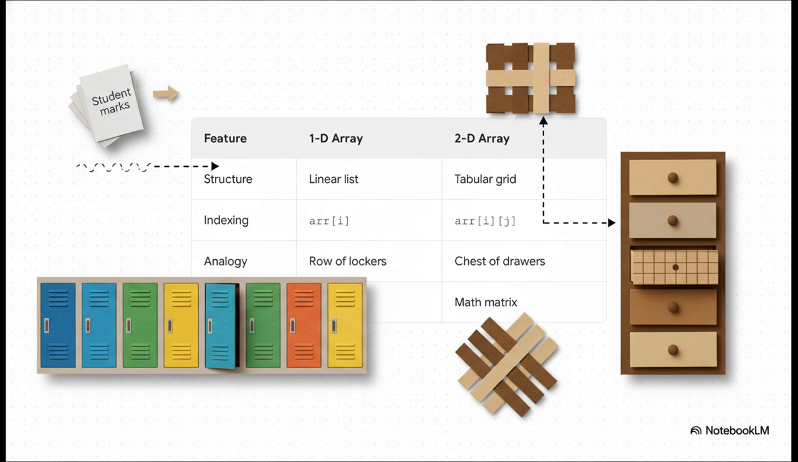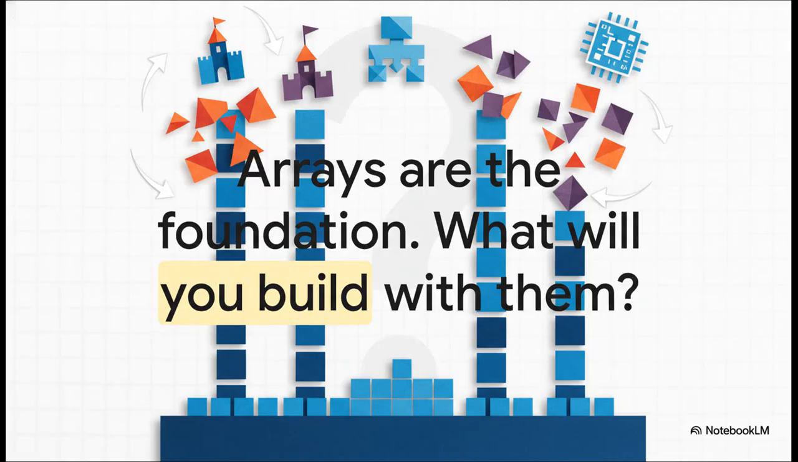But if your data naturally fits into a grid or a table, think a game board or an image or a spreadsheet, then a 2D array is the clear winner. It's more like a chest of drawers. You need to know which drawer to pull out and where inside that drawer to look. So at the end of the day, that's what arrays are all about. They bring structure to your data. They take that chaotic mess of variables we saw at the beginning and turn it into something organized, efficient, and easy to access. They really are a cornerstone of, well, pretty much every programming language out there. So the foundation is laid. The real question is, what are you going to build with it?